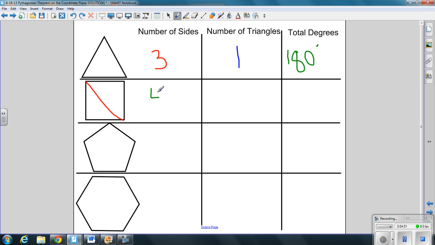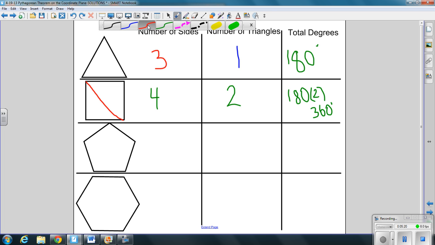Oops, wrong color. That's okay. I have 4 sides. How many triangles do I have? 2. So I know one triangle measures 180 degrees. So what would 180 times 2 measure? And you can use your calculators if you need, but I'm sure all of you know any four-sided shape measures 360 degrees. So with what you just learned, let's go to a shape with 5 sides.